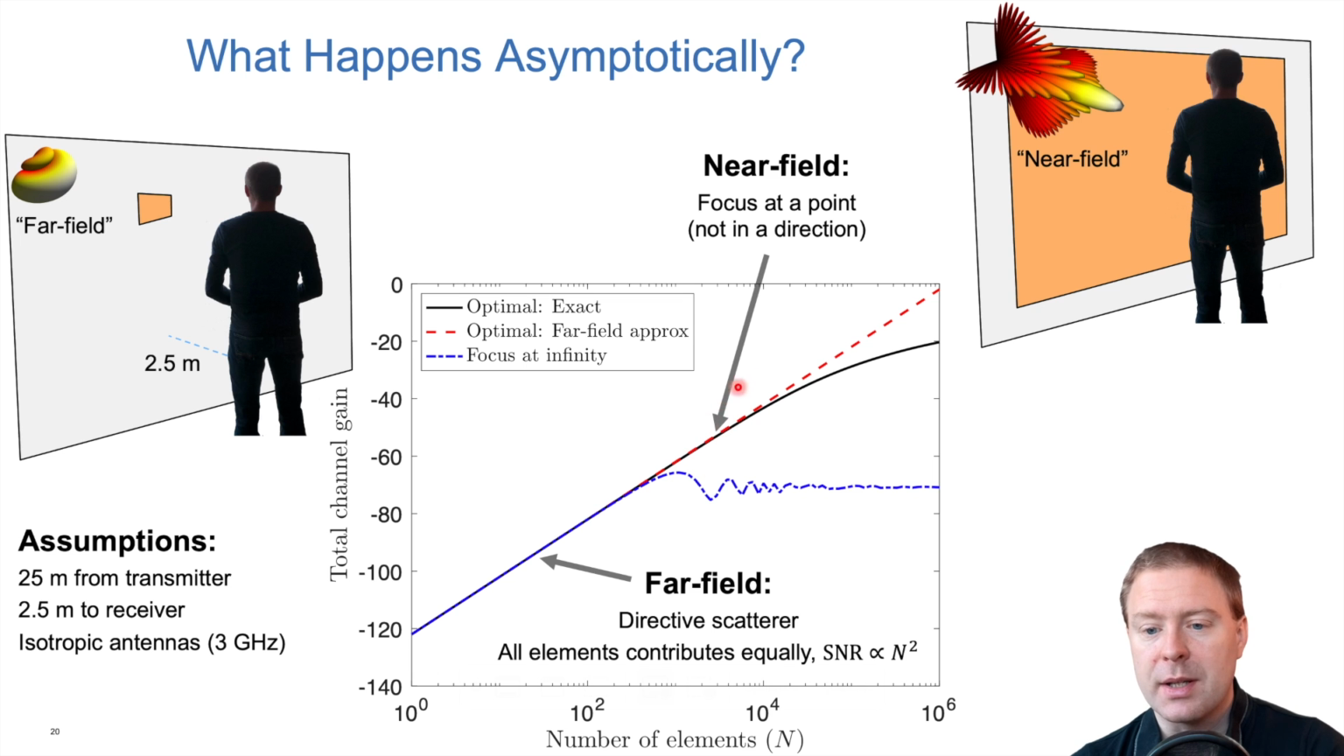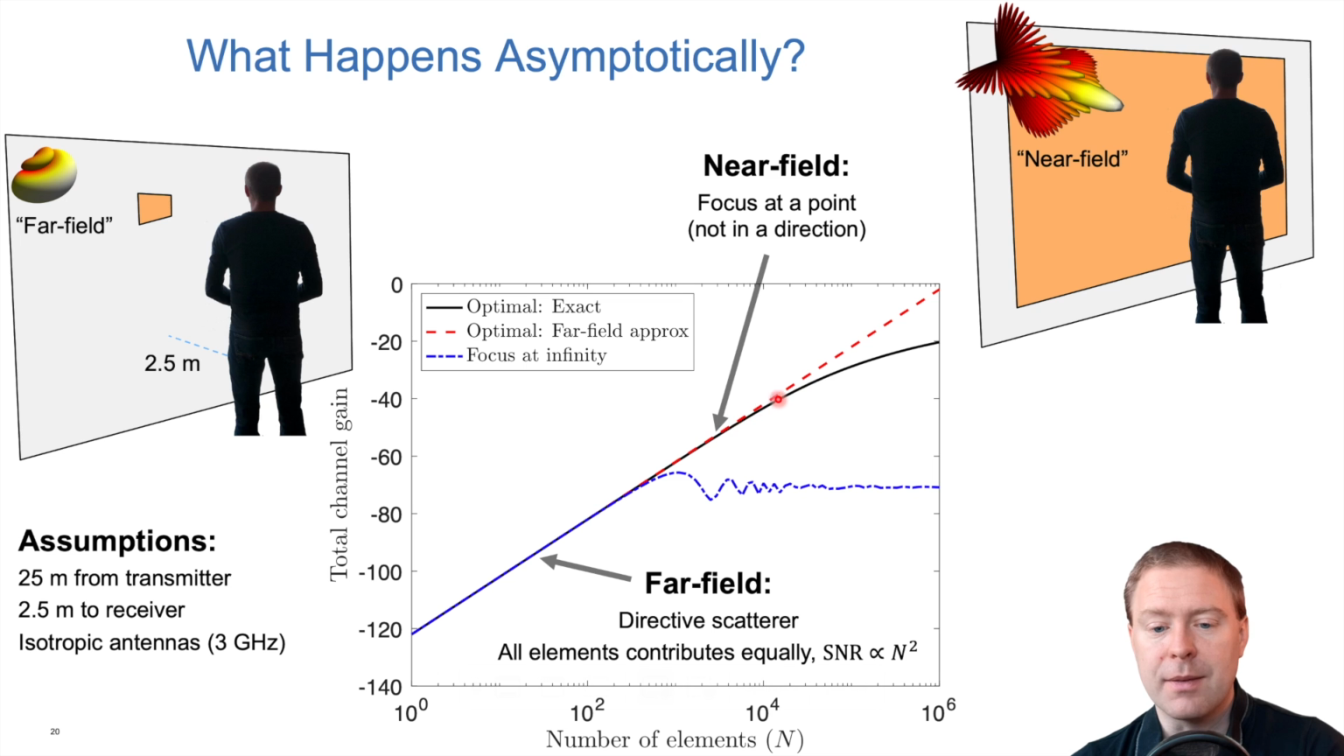And when we are reaching a point where we are in the radiative near field of the surface, so its size becomes comparable to this distance from the surface where I am, then the signal will not really scatter anymore, but it will focus the signal precisely onto the point where the receiver is. And in this case, we are getting the black curve here.